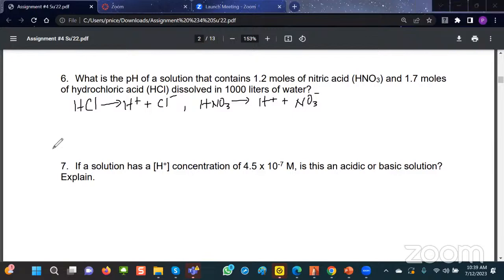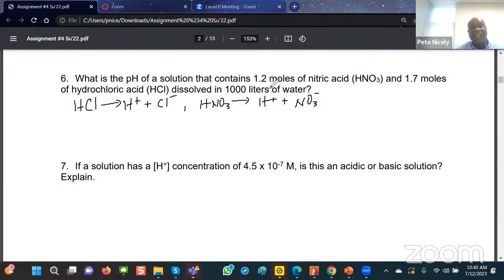Do we find the molarities now? Okay, so they didn't give you the molarity of each. You're right, you're going to find the molarities, but look at what they gave you. They gave you 1.2 moles of nitric acid and 1.7 moles of the hydrochloric acid, right? So how would you use those two to determine the molarity of H plus? Because that's ultimately what you want to find, right?